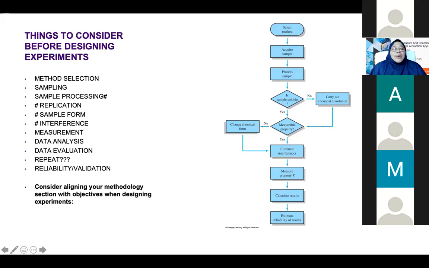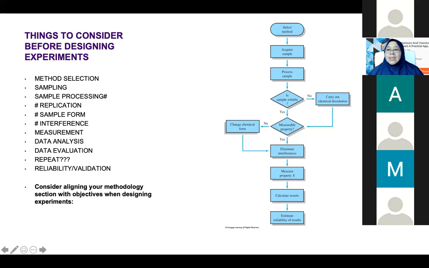Now, things to consider before designing experiments. Of course, method selection, whether the method is acceptable. You cannot just say, I want to choose method A because it is available in the lab. It should be a standard method acceptable to be used in that kind of experiment. You have to know that.